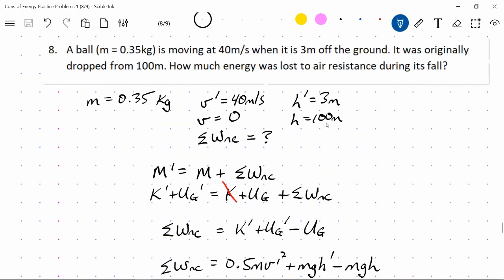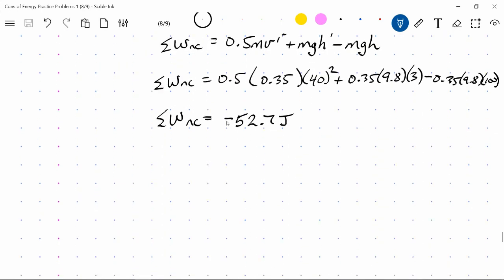That is a considerable fall. So without air resistance, it would have been going even faster, but air resistance robbed this ball of 52.7 joules in its fall by doing negative work to it. And that's the end of the worksheet.